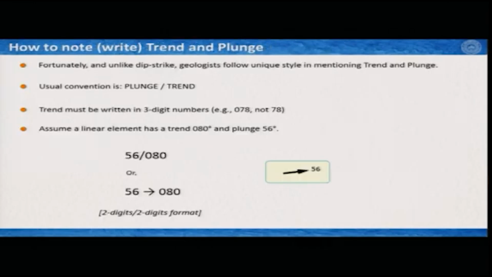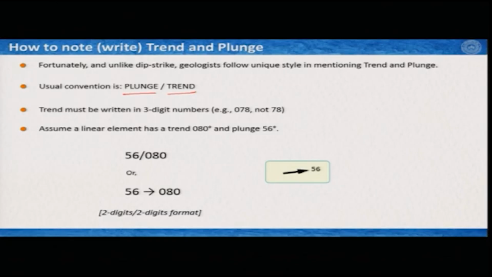Okay, so we will now look at how to note or write in your notebook the trend and plunge, and also how we should plot this trend and plunge in the map. Now, interestingly, unlike dip and strike, where geologists write dip and strike in different ways, for trend and plunge there is more or less a unique style: first we write plunge and then we write trend. And the same rule applies here.